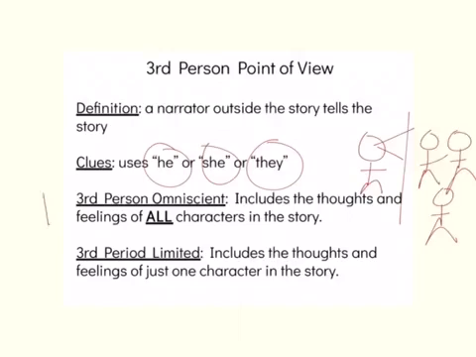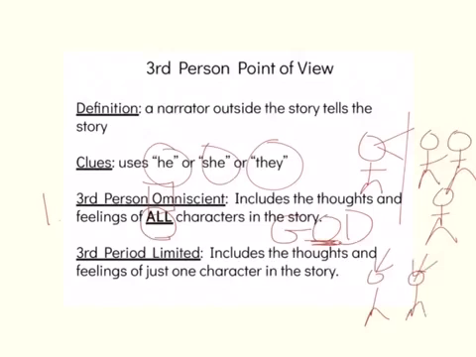One is third person omniscient. This one includes the thoughts and feelings of all of the characters in a story. I like to consider this O and think about this as a God complex. It is all-knowing, and we know what is happening inside the thoughts of all of our characters.